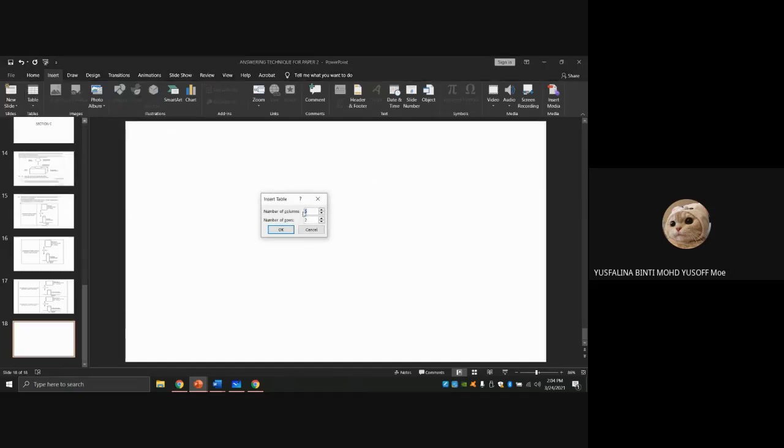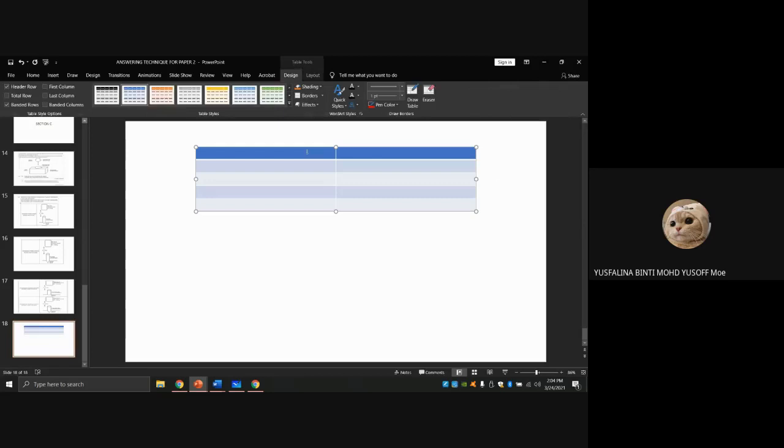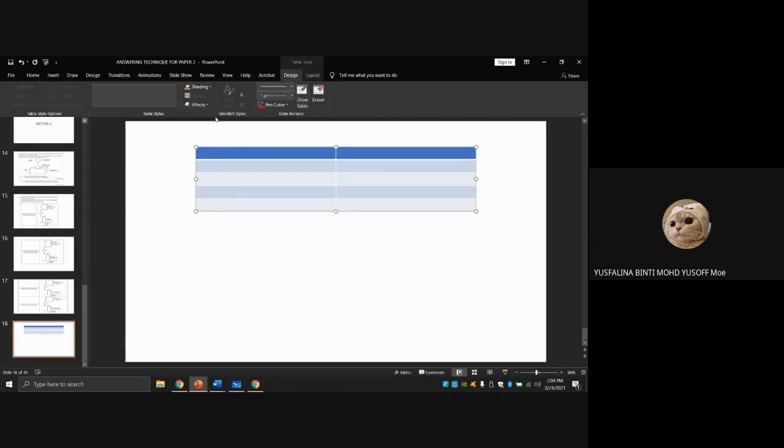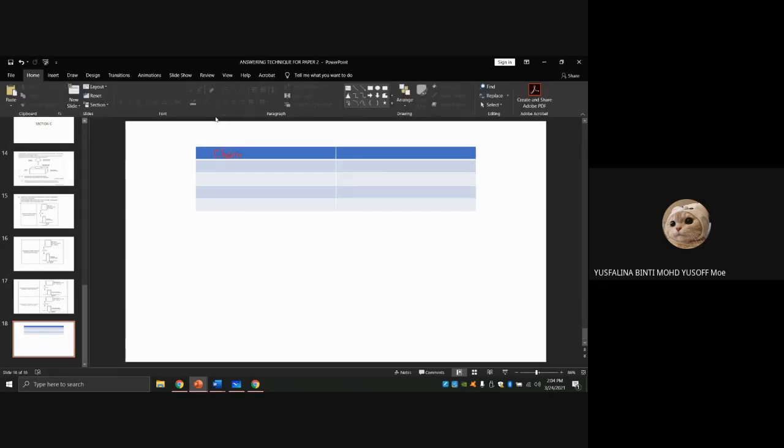Okay, so two columns. This one should be only 5. For this one, you have to put the same also: characteristic and explanation.